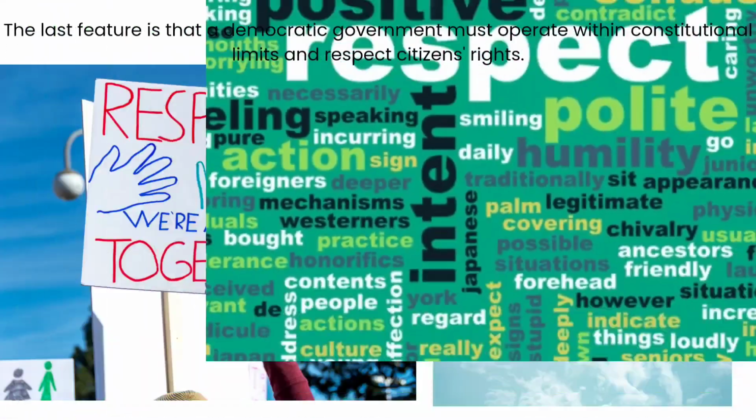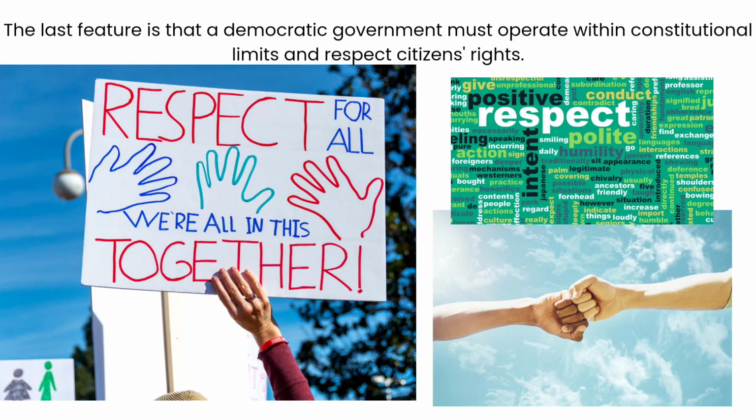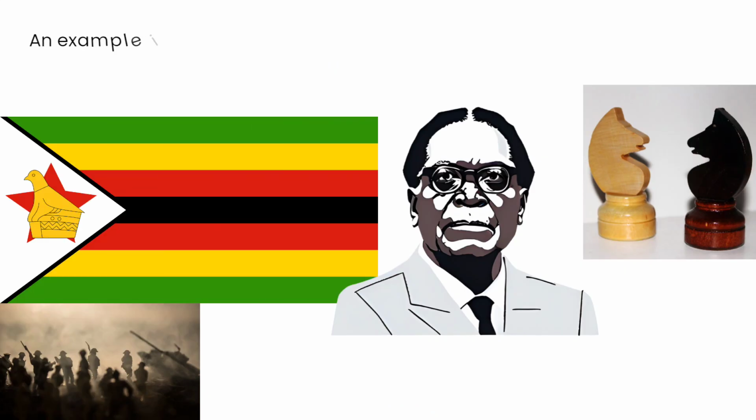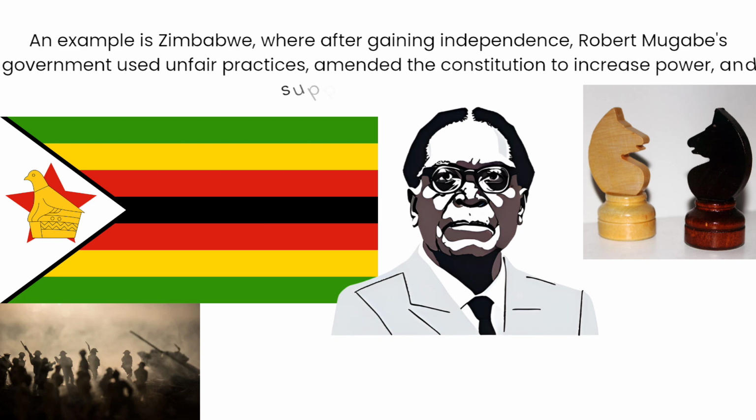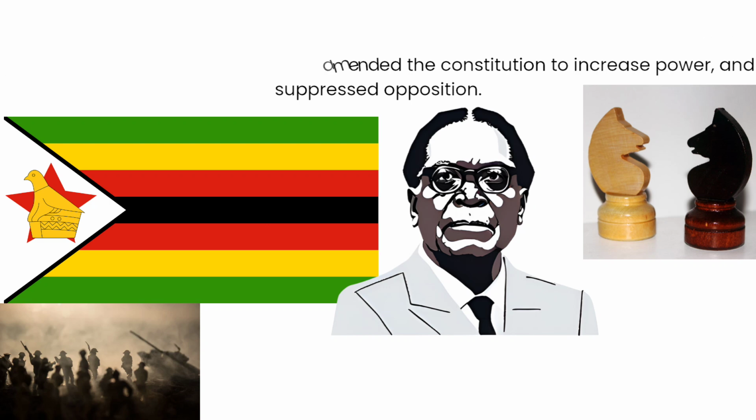The last feature is that a democratic government must operate within constitutional limits and respect citizens' rights. An example is Zimbabwe, where, after gaining independence, Robert Mugabe's government used unfair practices, amended the constitution to increase power, and suppressed opposition. After understanding the features and advantages of democracy, it might seem like the best form of government.